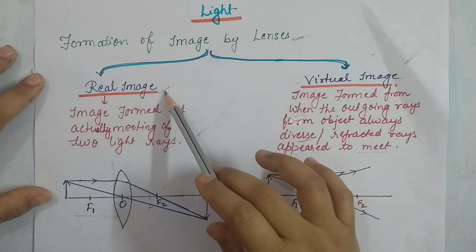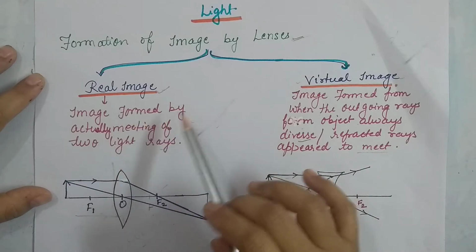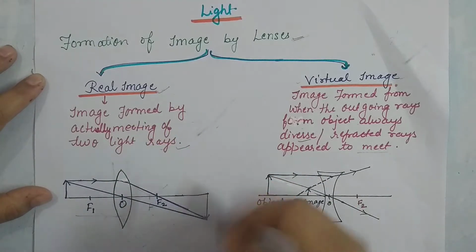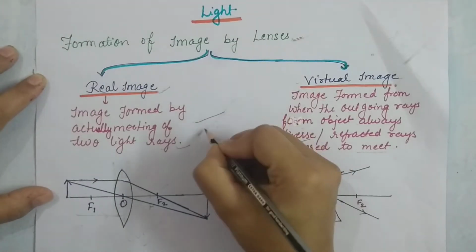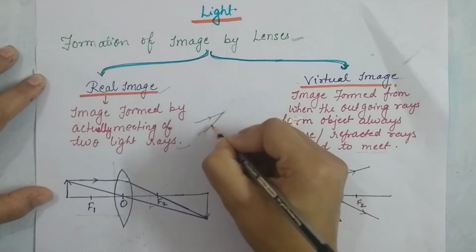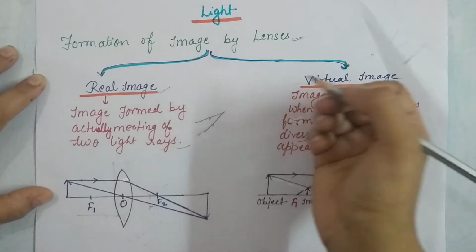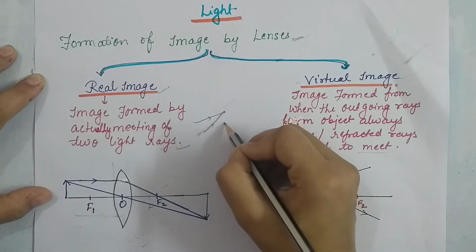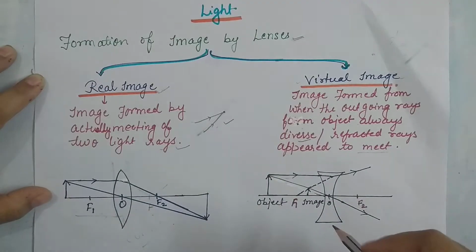So here the real image is the image basically formed due to the actual meeting of two rays. When two rays, after being refracted or reflected, actually meet at a point, that is called the real image.